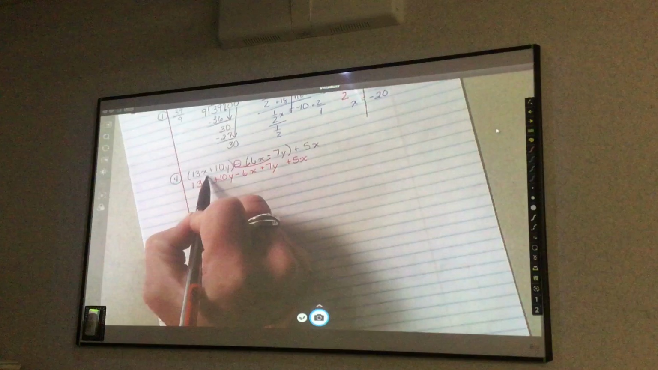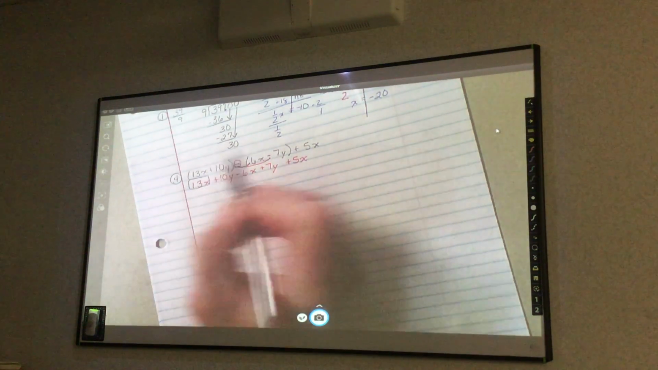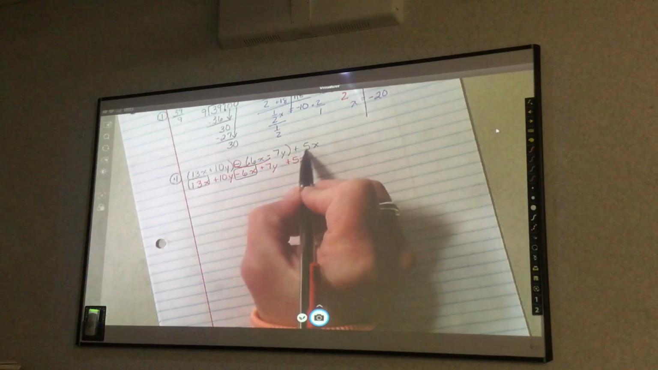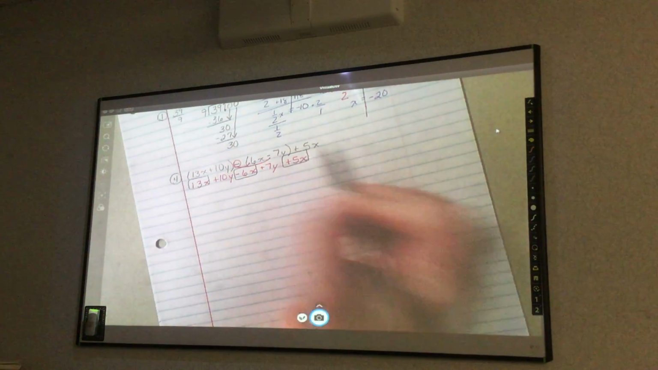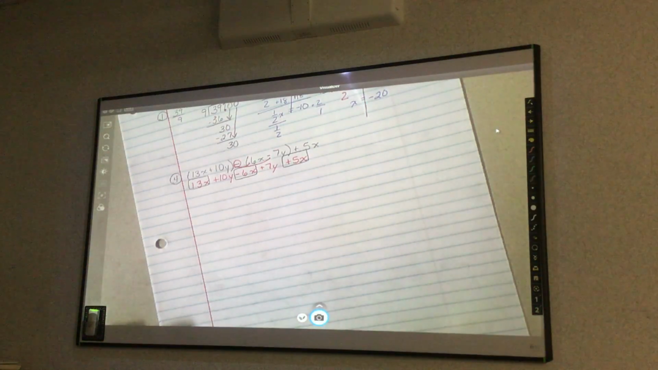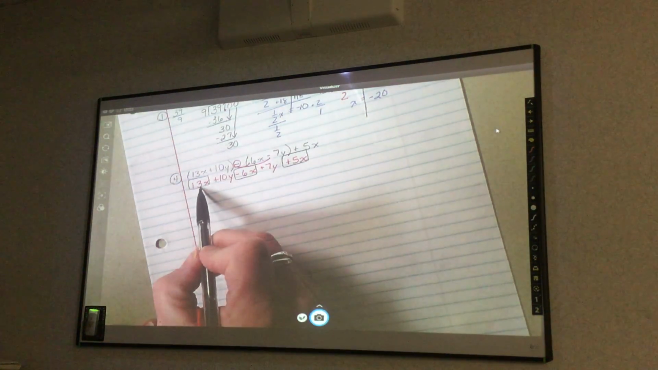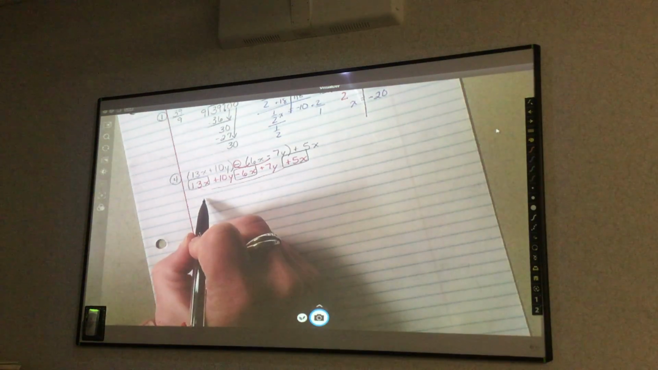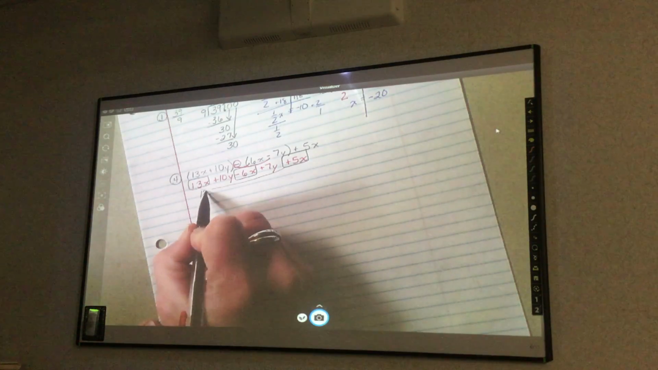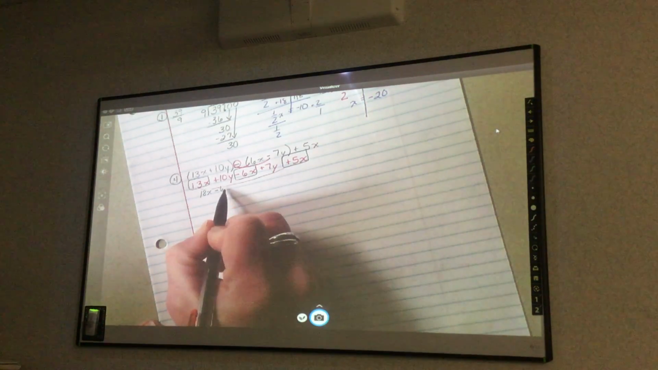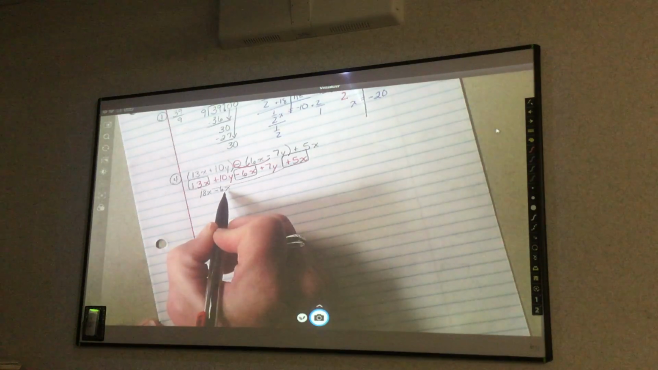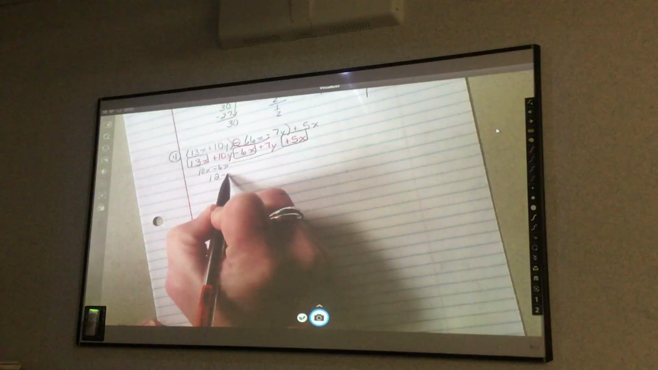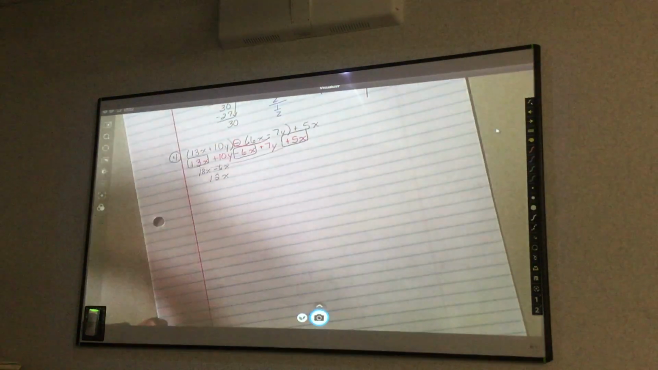Then I have my x's. I have a positive 13x, a negative 6x, and a positive 5x, thank you. I'm going to combine my two positives first. And 13 plus 5 is 18, so now I have 18x and a negative 6x. So what's 18 minus 6? 12. So you have 12x. You guys understand how I got that? Yes. Okay?